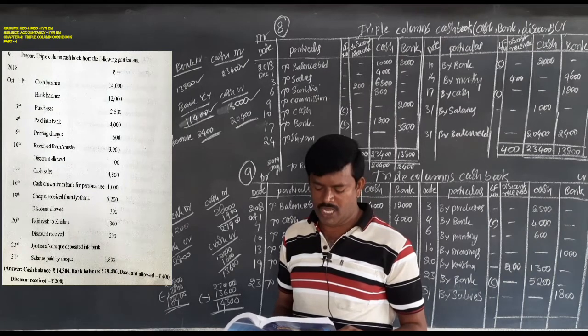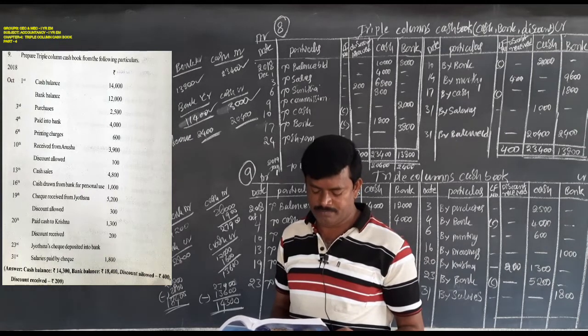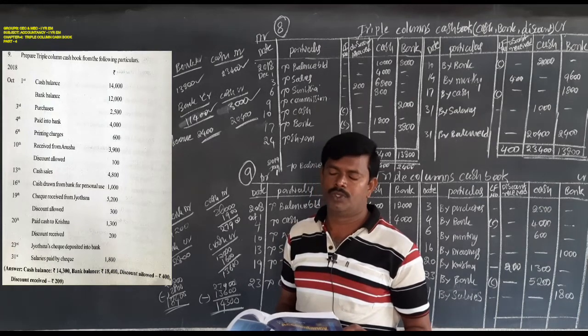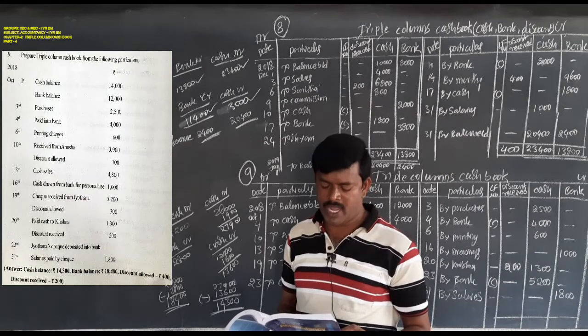Received from Anusha, discount allowed. This is the cash receipt, debit side in cash column. Cash sales, it is also debit side on cash column. Cash withdrawn from bank for personal use. So it is not contra entry, it is recorded on credit side bank column.